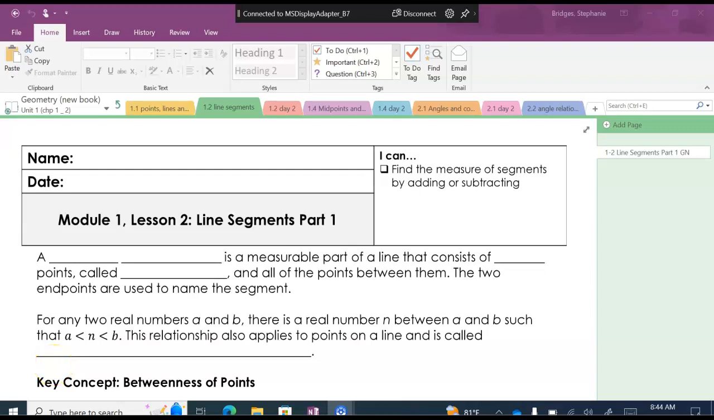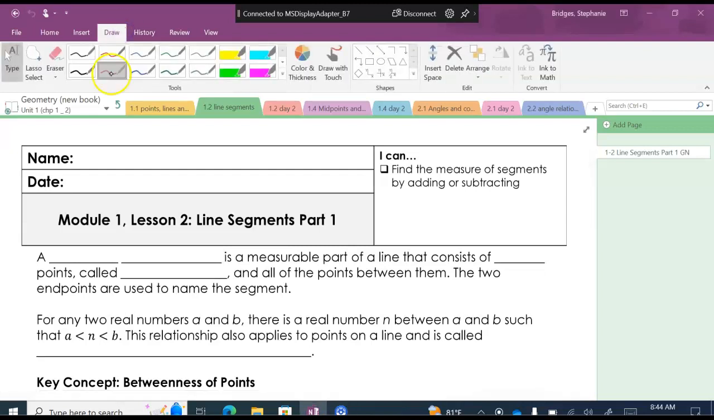Okay, so yesterday we talked about points, lines, and planes. Those were the undefined terms of geometry. Today we're specifically going to talk about parts of a line. And the first thing we're going to do is fill in our blanks here. And it says a line segment.